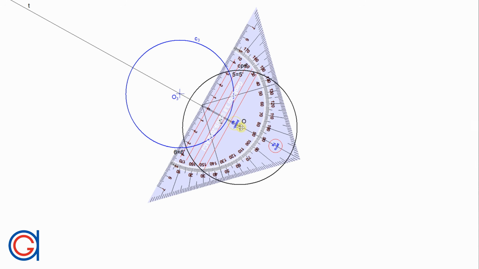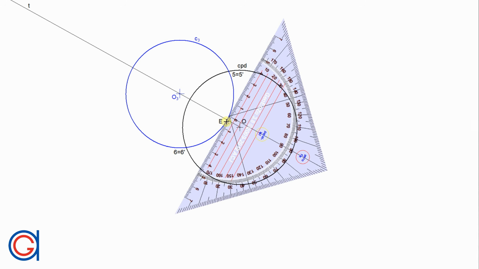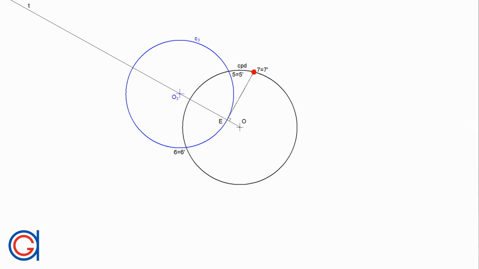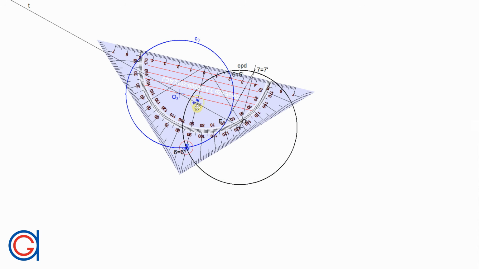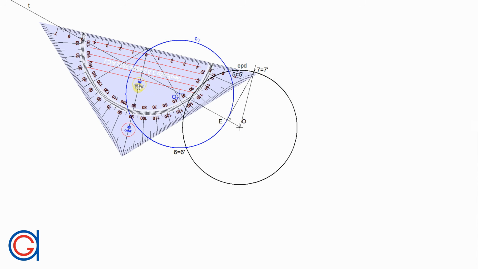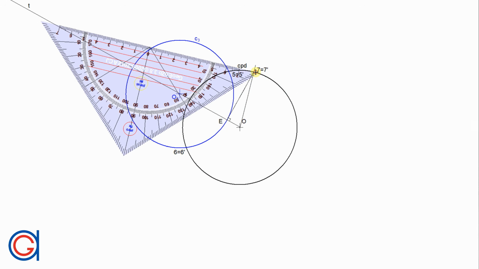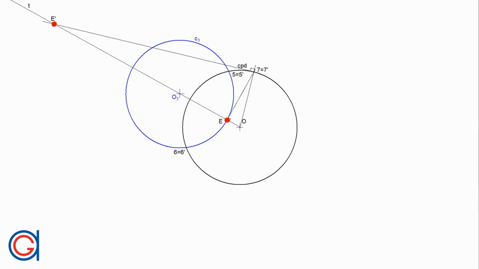To do this, we are going to draw a perpendicular line to the line T from point E until it cuts the circumference of the reference circle at a new point, which we will call point 7. And now we join the origin O with the new point 7. And from the new point 7, we draw a perpendicular line until it cuts our previously elongated line T at a new point, which we will call E prime. And this is the inverse of the point E.